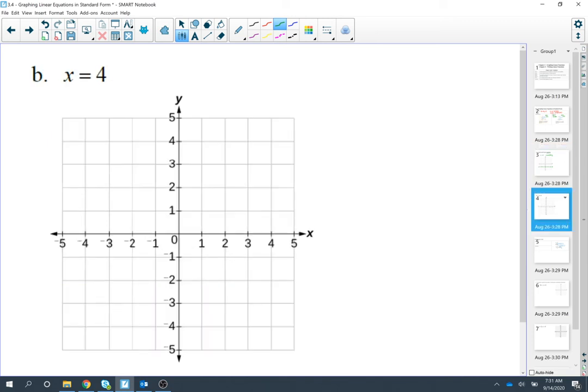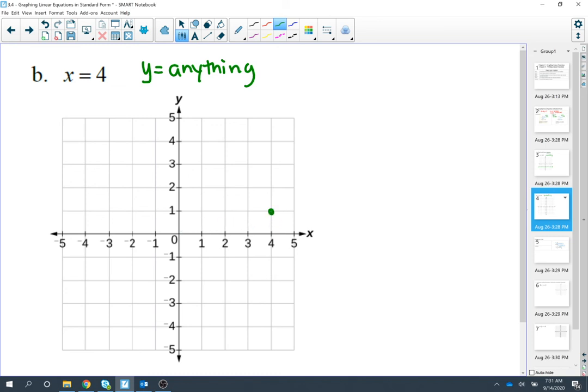Example B, x is 4. So x equals 4, that's telling me, okay, then y can be anything. They're not telling me what y is. It can be anything as long as x is 4. So go over to 4. X has to be 4.